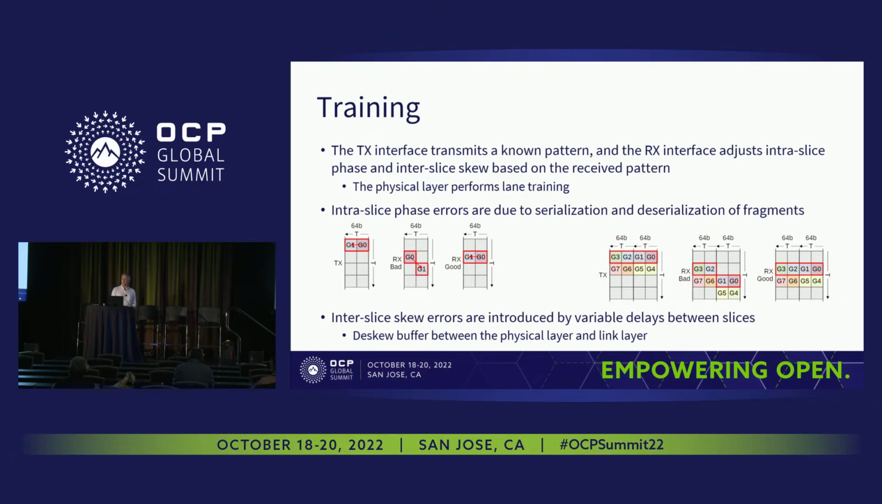To correct for these differences, the link layer specification defines a D-skew buffer that aligns the received fragments into a common clock domain. The RX link layer then adjusts the delays in each fragment to account for any fixed skew, as well as any variable skew that may occur due to changing operating conditions, aligning the fragments in the bundle as shown on the right.